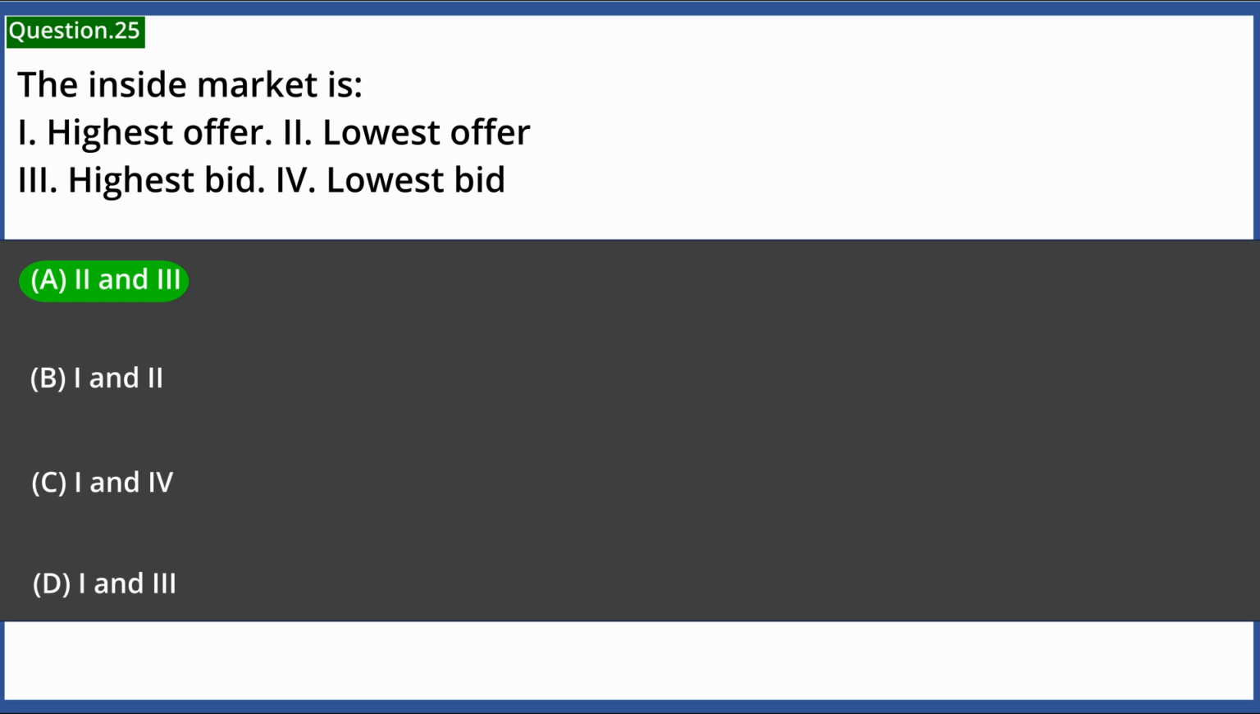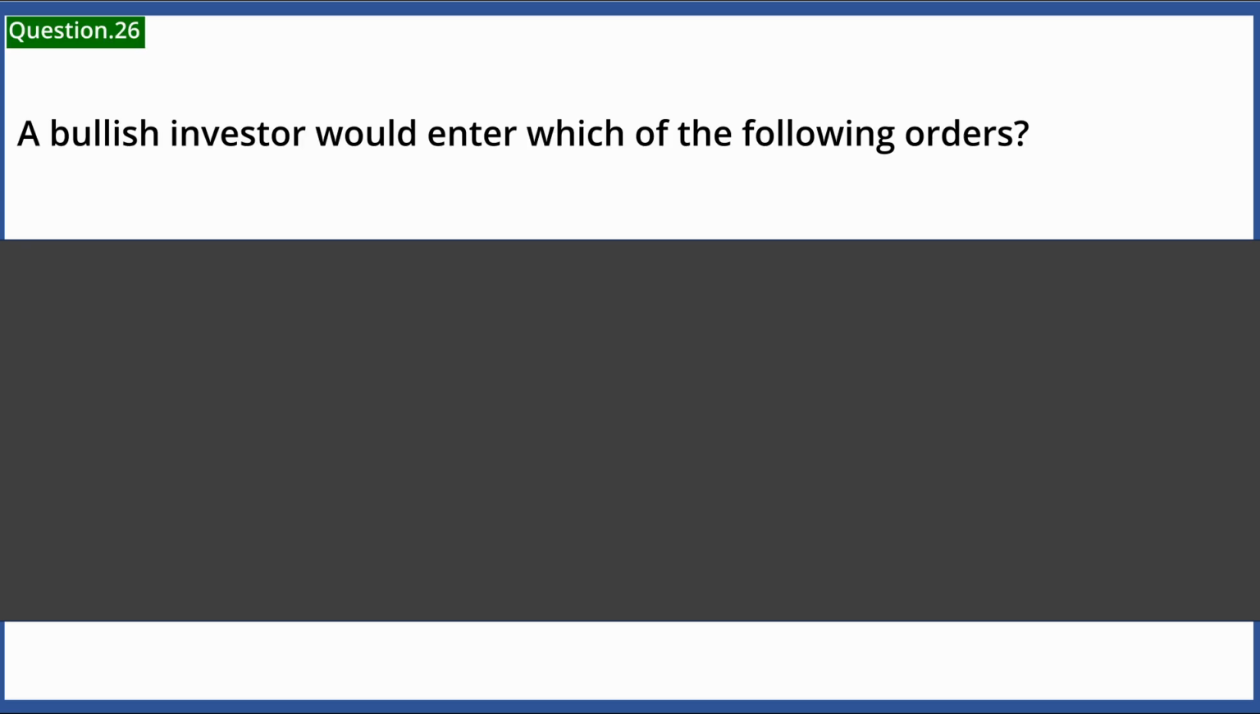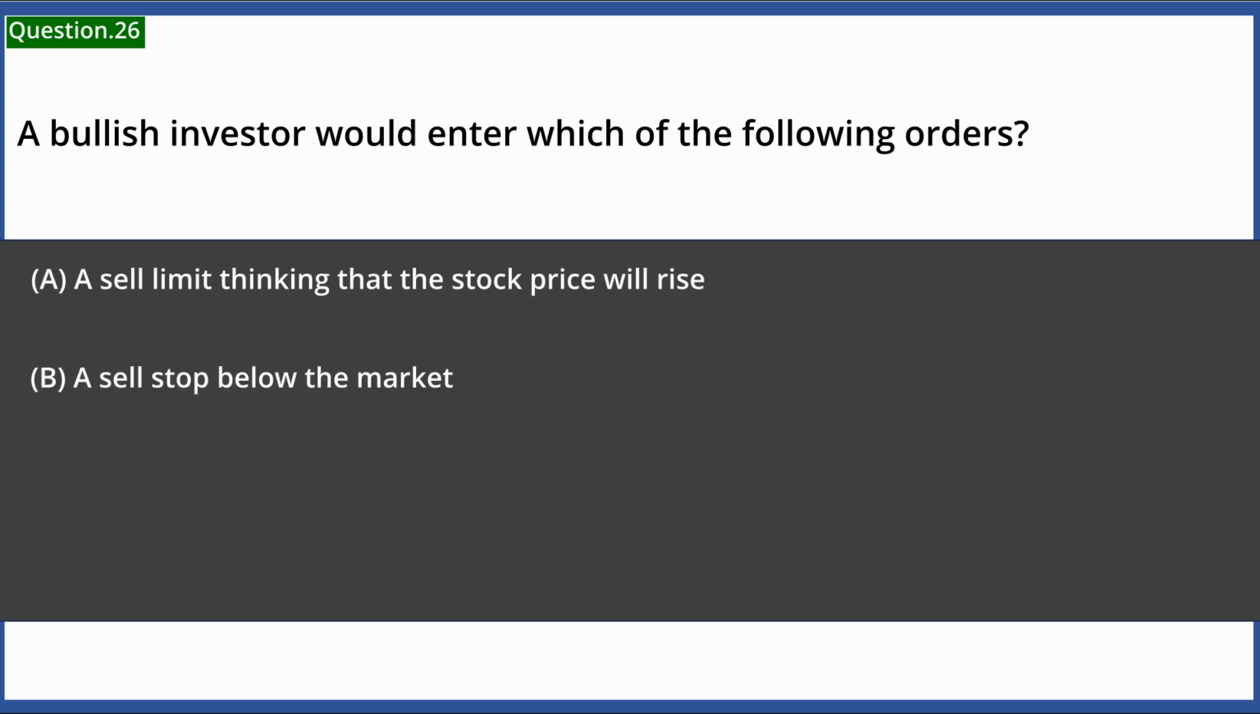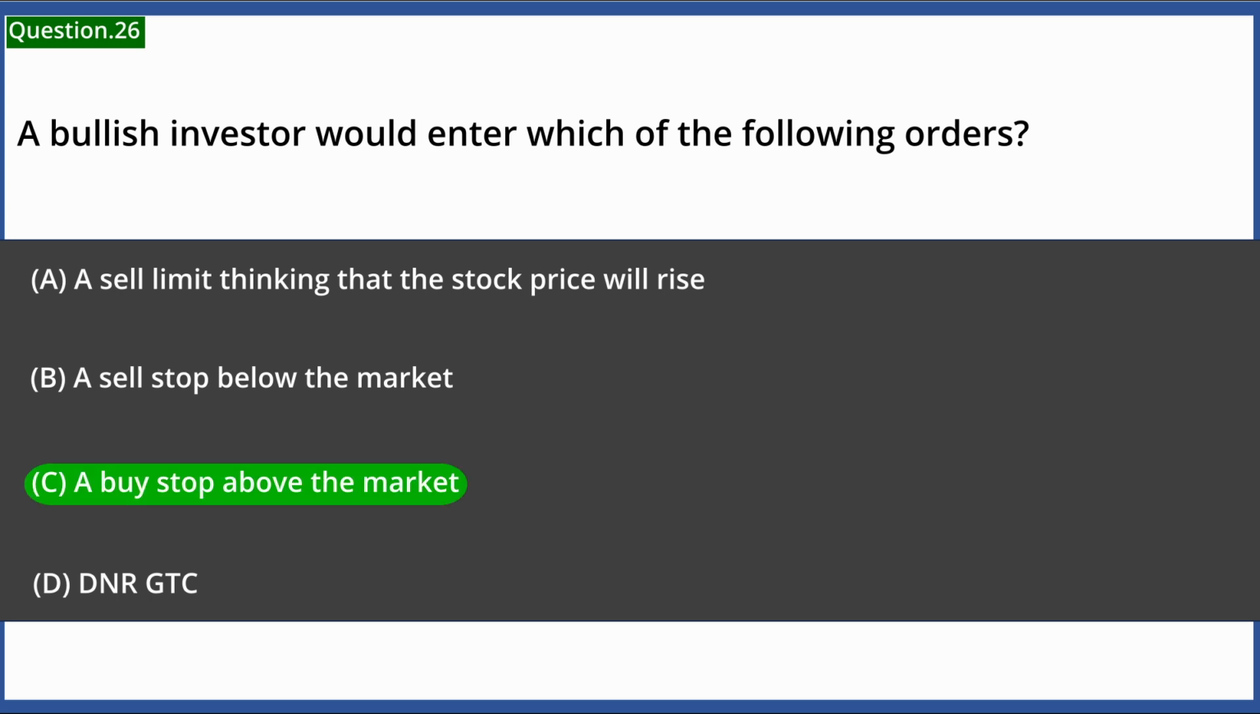A bullish investor would enter which of the following orders? A. A sell limit thinking that the stock price will rise. B. A sell stop below the market. C. A buy stop above the market. D. DNR GTC. Answer C. A buy stop above the market.